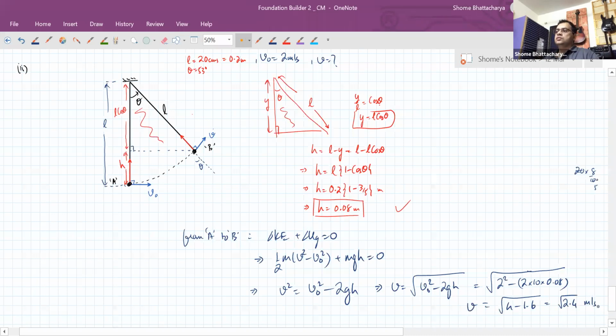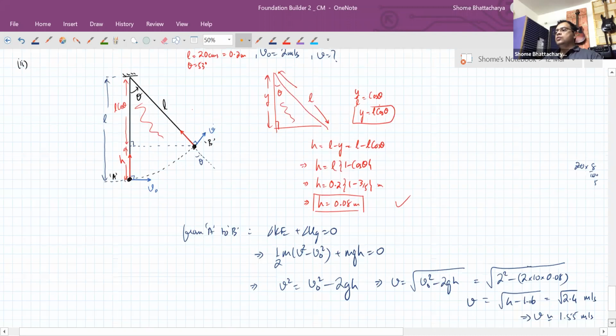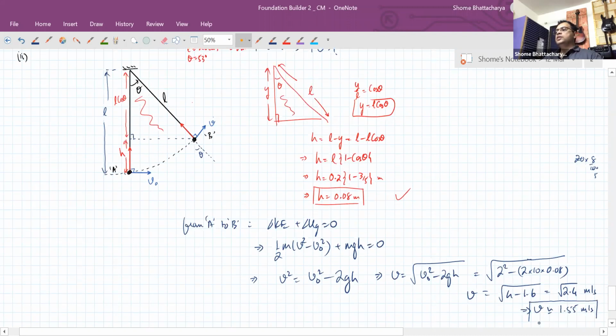So this will be our V. Okay, so as you can see, the speed has slowed down from the initial value of 2 meters per second to nearly 1.55 meters per second because of the gain in gravitational potential energy. There's a loss in kinetic energy.